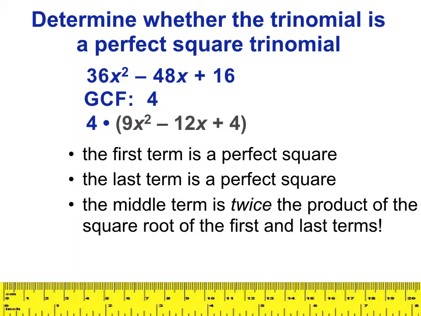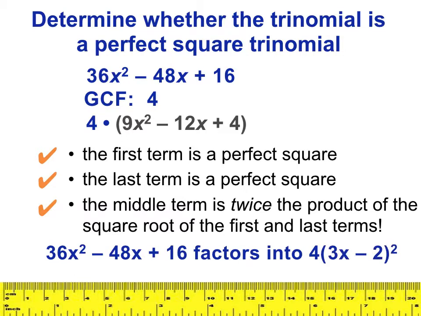So let's check each criteria. The first term, 9x squared. Yes, that's a perfect square. The last term, 4. That is a perfect square. Now I'm going to take the square root of the first term, that's 3x. The square root of the last term, that's 2. 3x times 2 is 6x, doubled is 12x. In this case, the middle term is twice the product of the square root of the first and the last term. So this is a perfect square trinomial. It can be factored into 4 times the binomial 3x minus 2 quantity squared. Don't forget to bring the 4 into your factored expression.